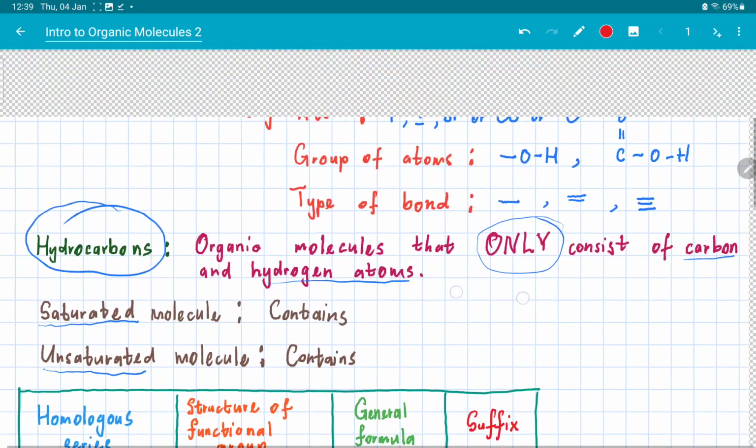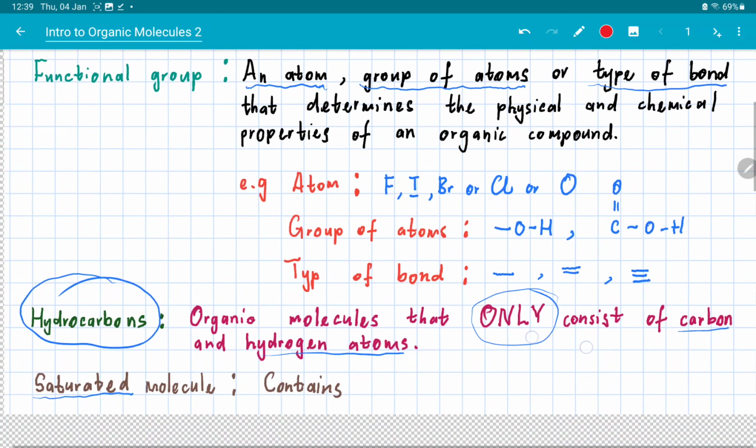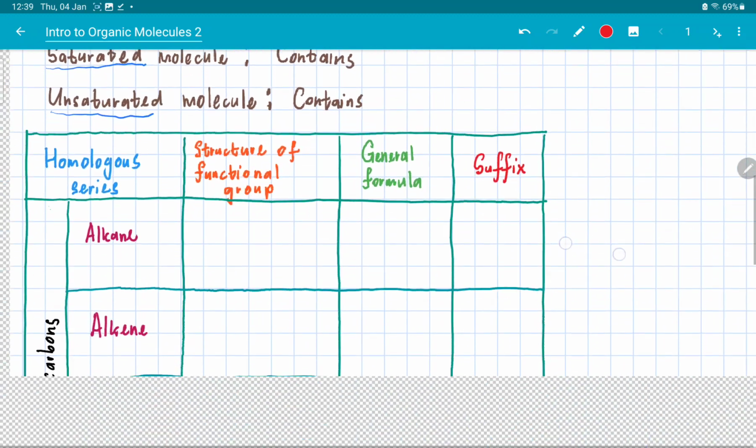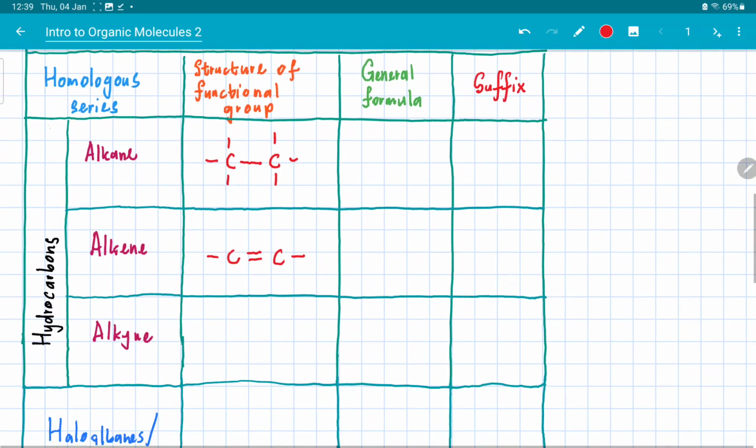Because if you remember, a functional group can be an atom, a group of atoms, or a type of bond. So let's start with the type of bond. If you have a single bond between carbon atoms, let me just draw it this way, that's going to make you an alkane. If there is a double bond between carbon atoms, that's going to make you an alkene.